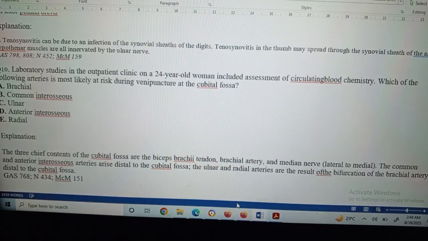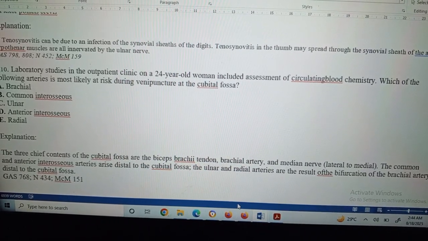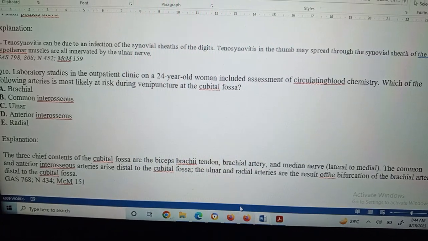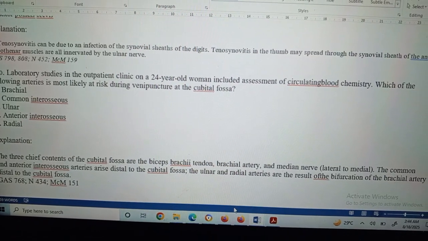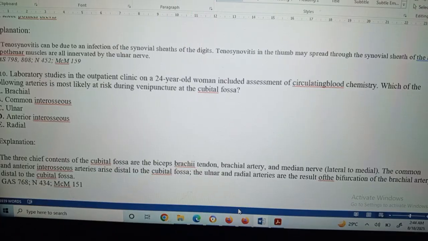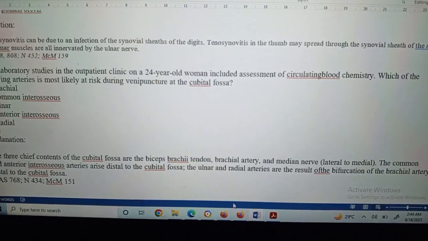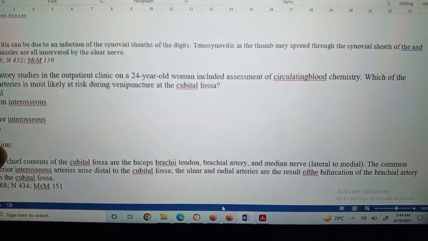The three chief contents of the cubital fossa are the biceps brachii tendon, brachial artery, and median nerve, lateral to medial. The common interosseous arteries arise distal to the cubital fossa. The ulnar and radial arteries arise as a result of the bifurcation of the brachial artery distal to the cubital fossa. Now I am going to make another video that will be part 2.